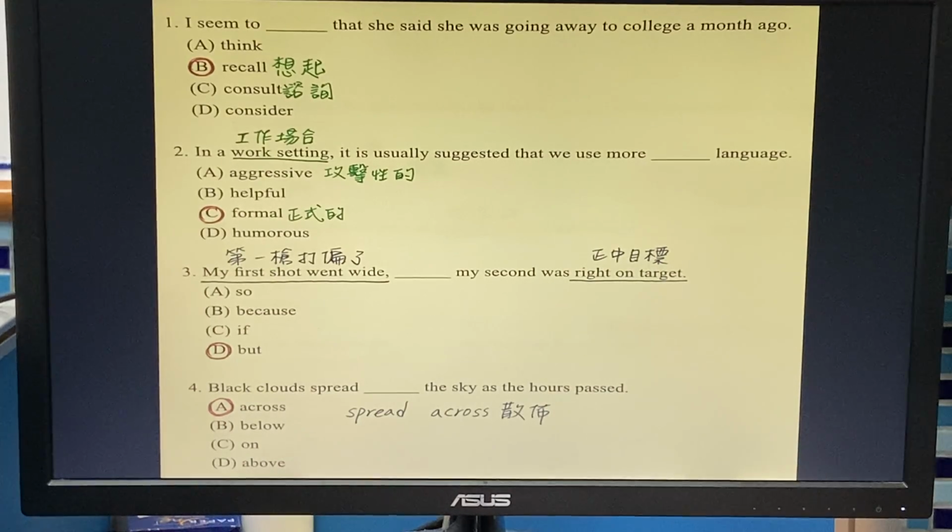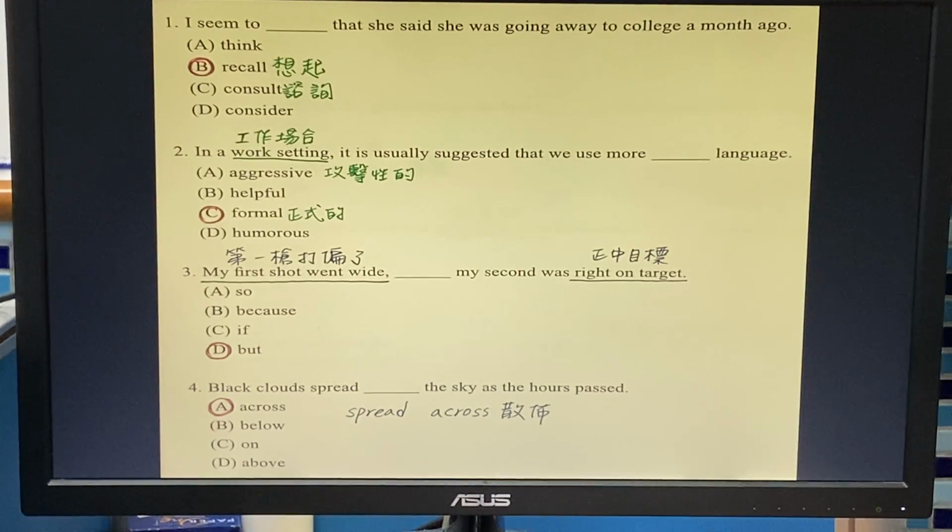Number 1, I seem to recall that. 想起来 She said she was going away to college a month ago. Number 2, in a work setting, it is usually suggested that we use more formal language. 用正式的语言，不是 aggressive，不要攻击性的。Number 3, my first shot went wide. But my second was right on target.